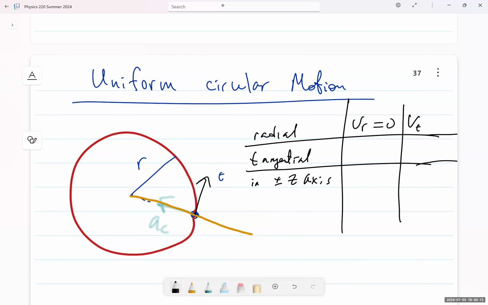And what we have here, if you remember, we looked at rotational motion. This was equal to r times omega. You can also look at it in terms of omega, where we use angular variables.